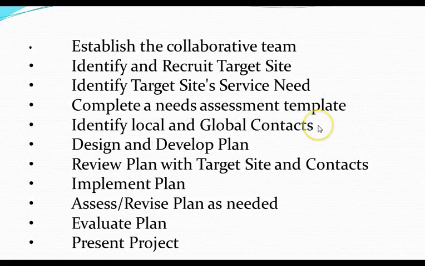After you've identified the need and proposed a solution, the team will work to identify local and global contacts, design and develop a plan, review the plan with the target site and contacts, and then implement the plan. During the implementation process, teams may want to assess and revise the plan as needed. Once the project has been delivered, teams will want to evaluate their plan and present their project.